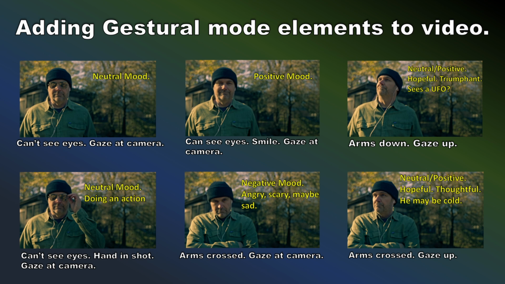So when you can't see my eyes, but I'm gazing at the camera, it's kind of neutral. When I'm smiling, looking at the camera and smiling, it's a kind of positive image. If my arms are down and I'm looking up, it could be neutral, positive, maybe hopeful, maybe triumphant. Maybe I see an airplane. And then here's a neutral mode doing an action. So when I cross my arms and I tilt my head down a little bit and I look up at you under my brow, it's kind of a negative image, angry, scary, maybe sad.